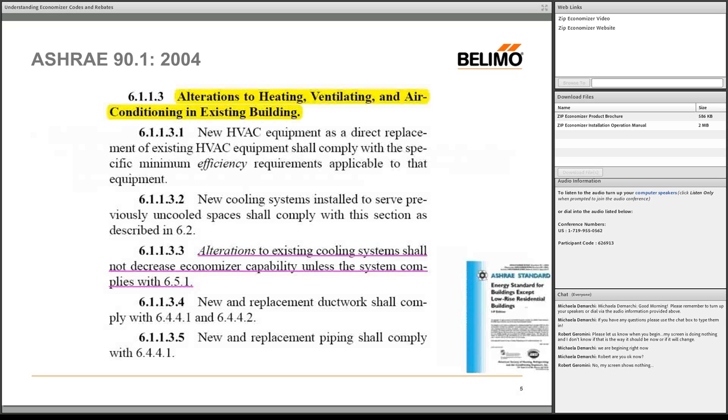And what does that mean to these codes? In this particular section, a direct excerpt from the code, we really focused on the alterations to existing cooling systems, making sure that it did not decrease the capacity of the economizer system.